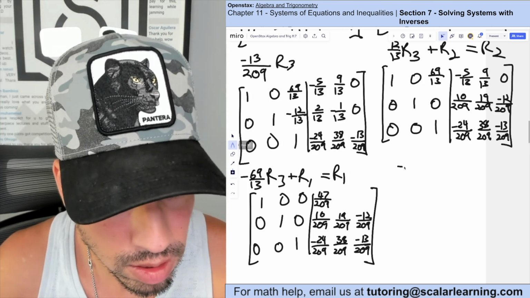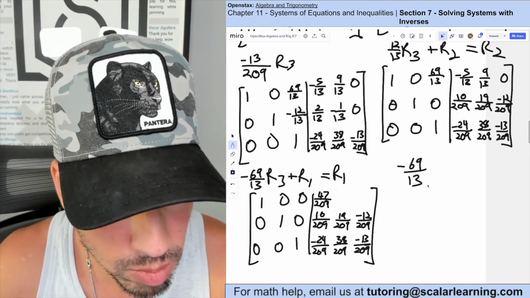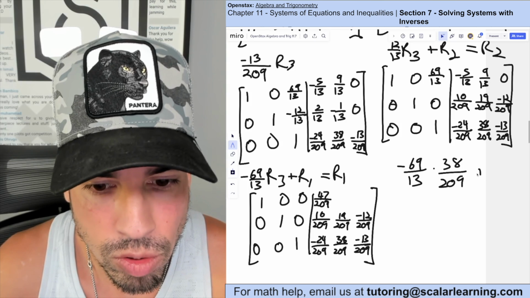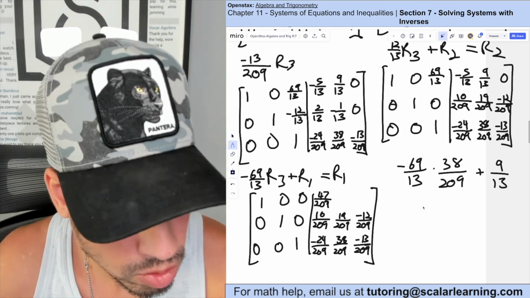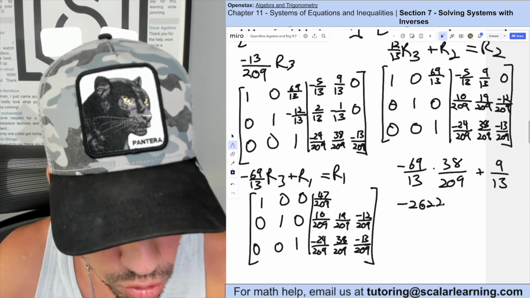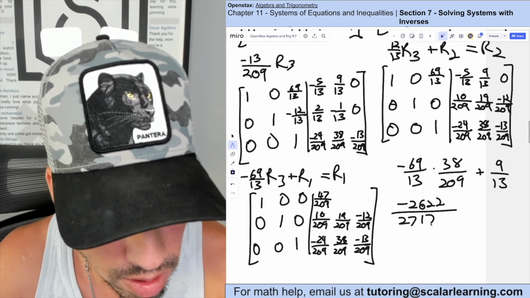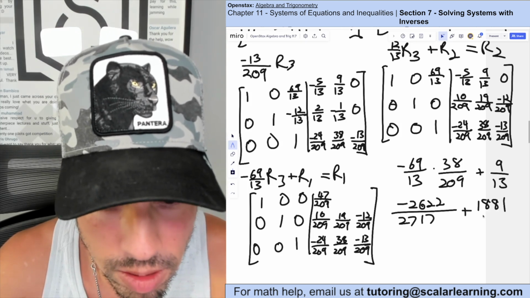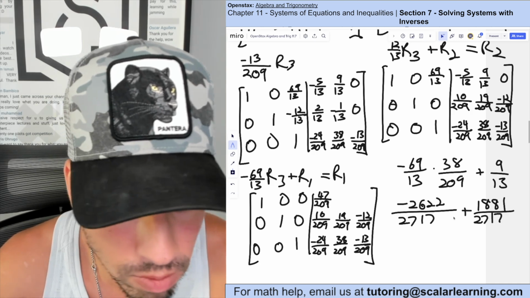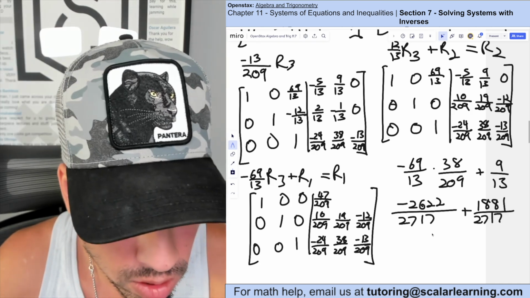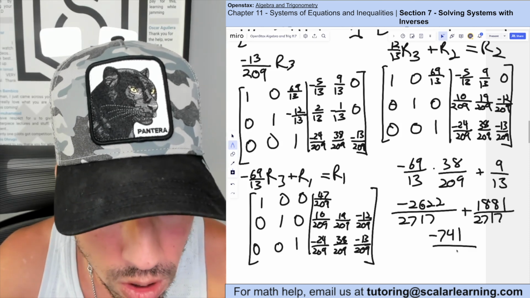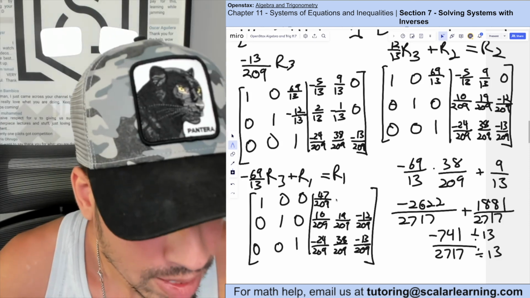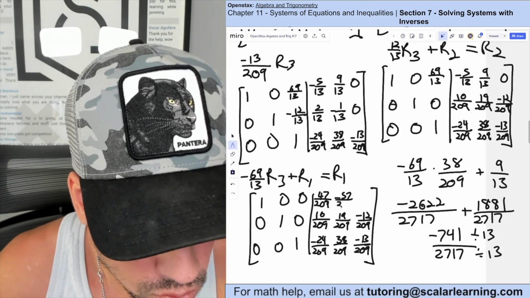Next, I'm going to do negative 69 over 13 times 38 over 209. And then we're going to be adding that to 9 over 13. 69 times 38 is 2622. Again, we know the bottom is going to be 2717. And then 9 times 209 is going to be 1881. And then because we're multiplying the denominator by 209, that gives us the common 2717. And then negative 2622 plus 1881 is negative 741 over 2717. We can divide top and bottom by 13, and we get negative 57 over 209.